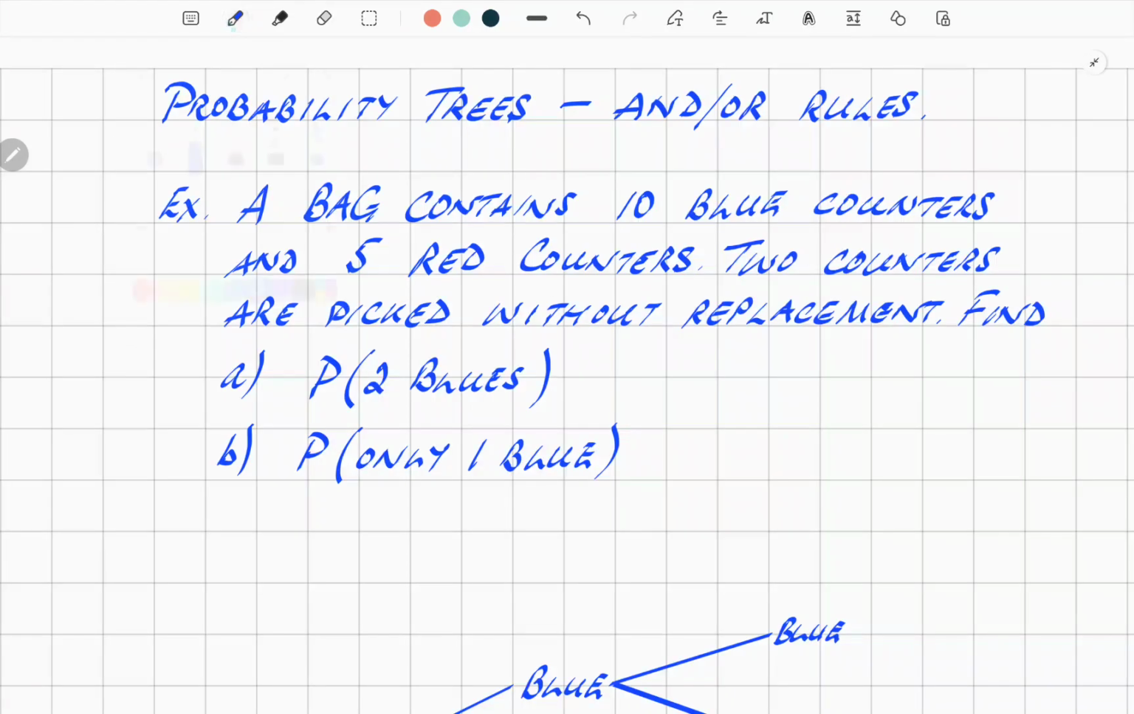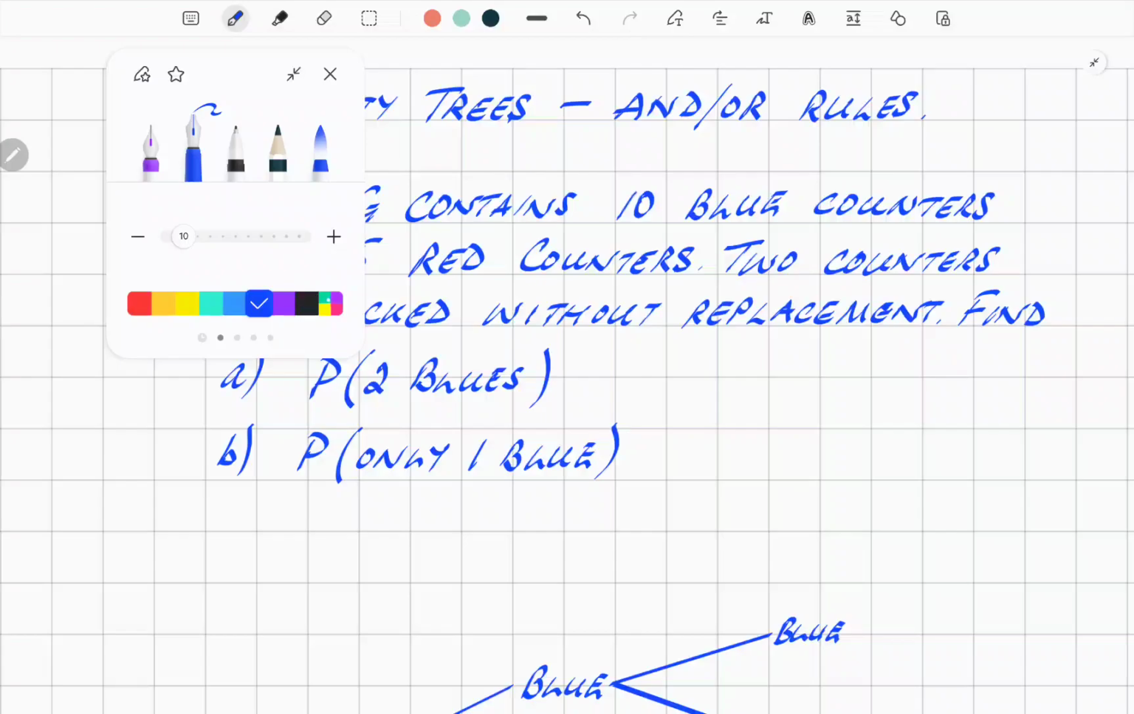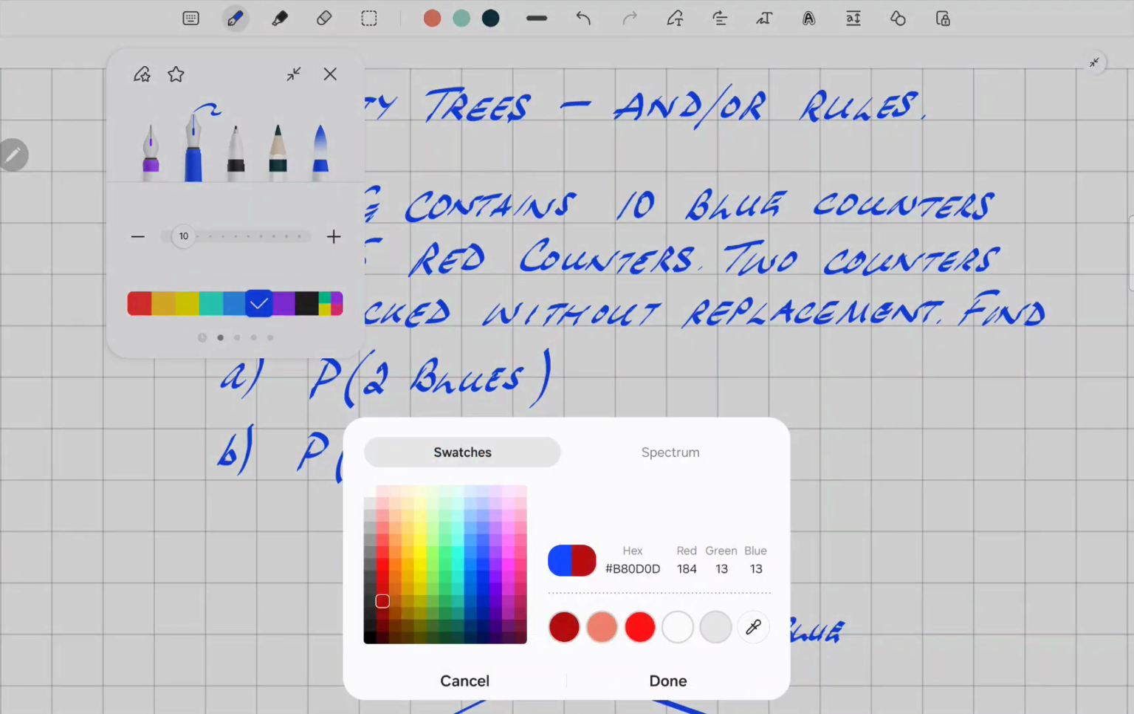Okay, and I'm going to swap colors there. Hang on a second. Get my red one there.